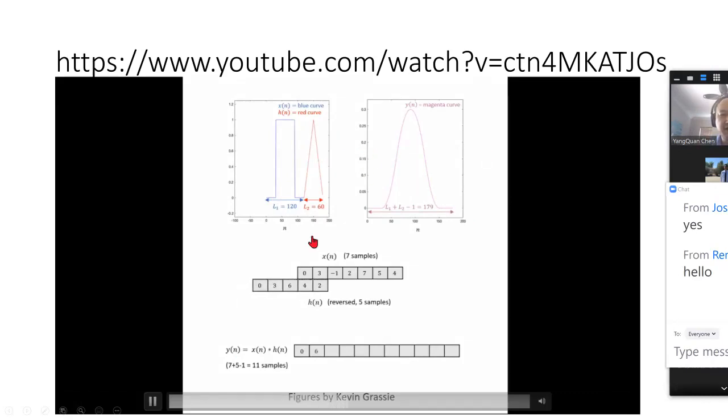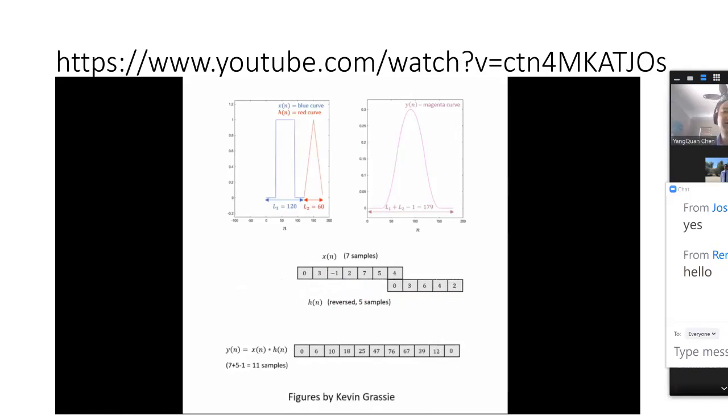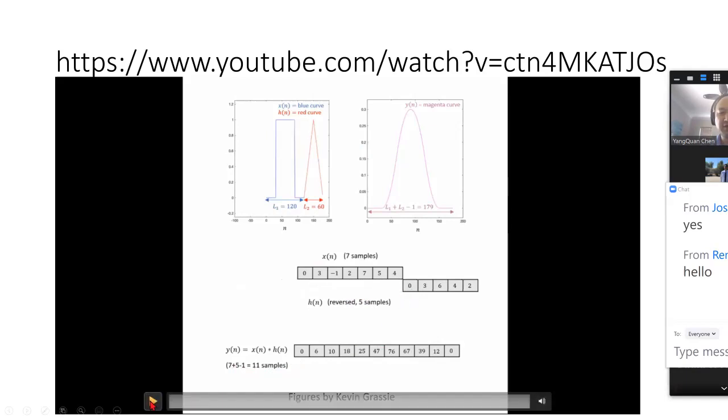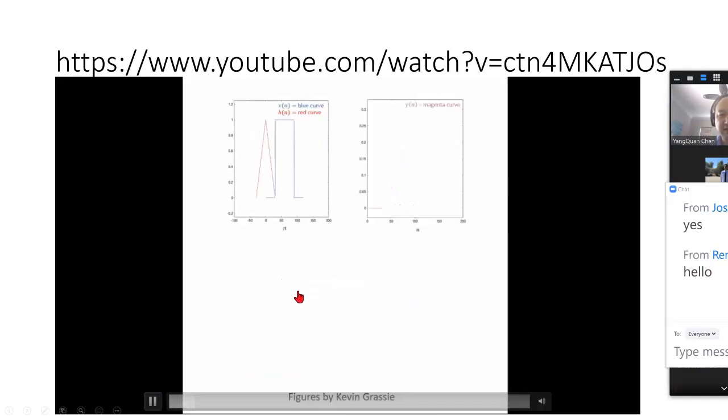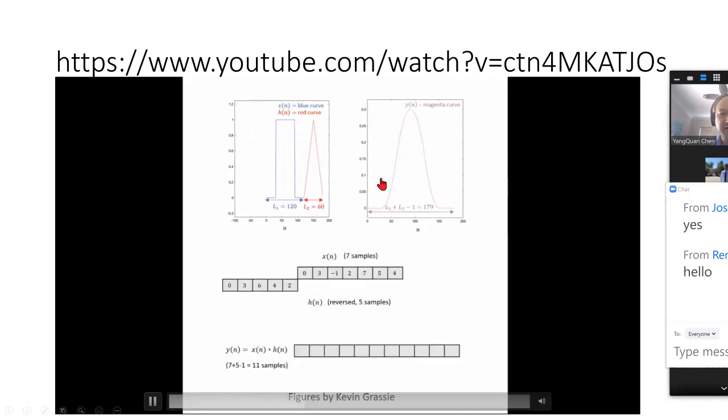So this is an example. Here's another example. Remember, Hn is already reversed. So you have 5 samples of Hn, but Xn, they don't have to be the same length. So the total one will be 11, right? So 7 plus 5 minus 1 is 11 samples of the results, because the overlapping is different. So this is one example. This is another example.